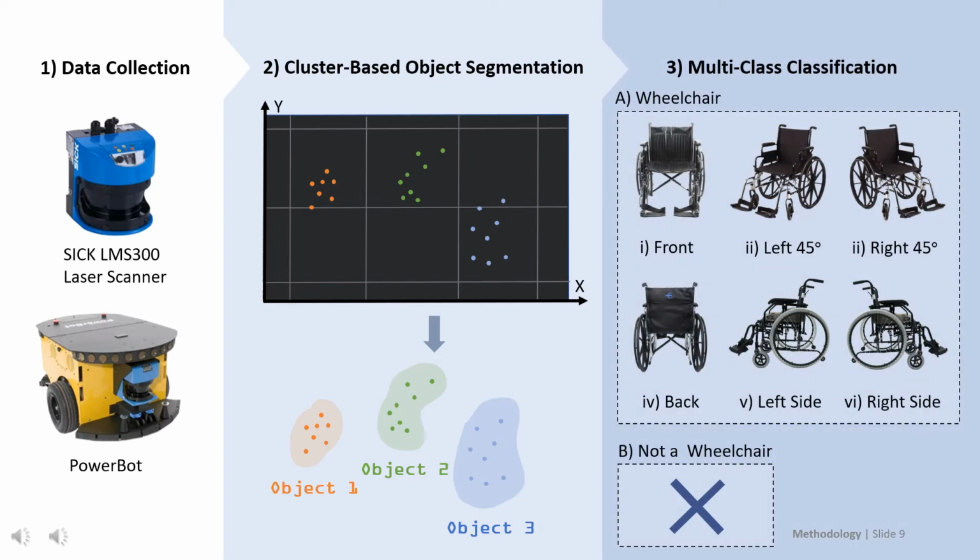The first step classifies the object as A, a wheelchair, or B, not a wheelchair. If the object is identified as a wheelchair, it is further classified into one of the 6 listed orientation categories, which are front-facing, left and right 45-degree angled, back-facing, and left and right side-facing wheelchairs. Now I will discuss the results obtained at each step.